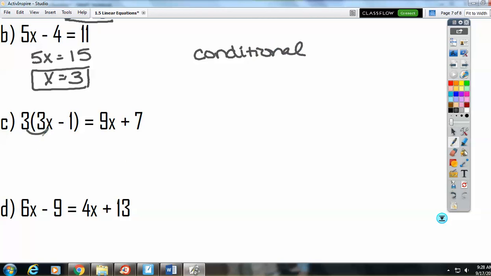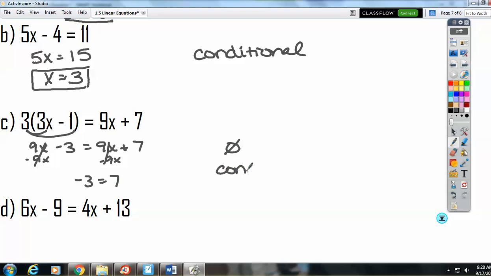Okay, C, if you distribute, if you subtract your 9x, we have negative 3 equals 7. What do you know right now? No solution, contradiction.